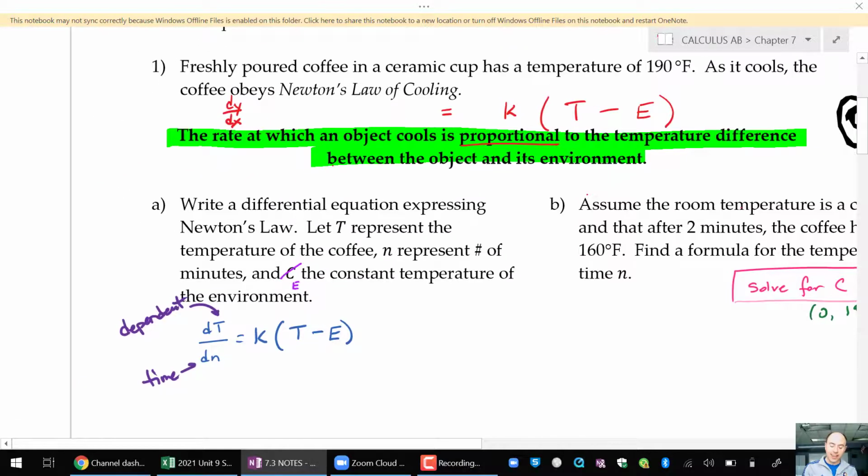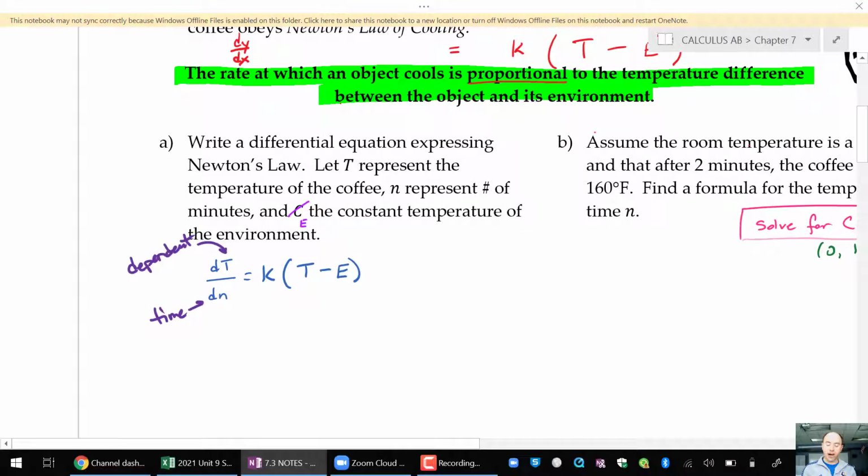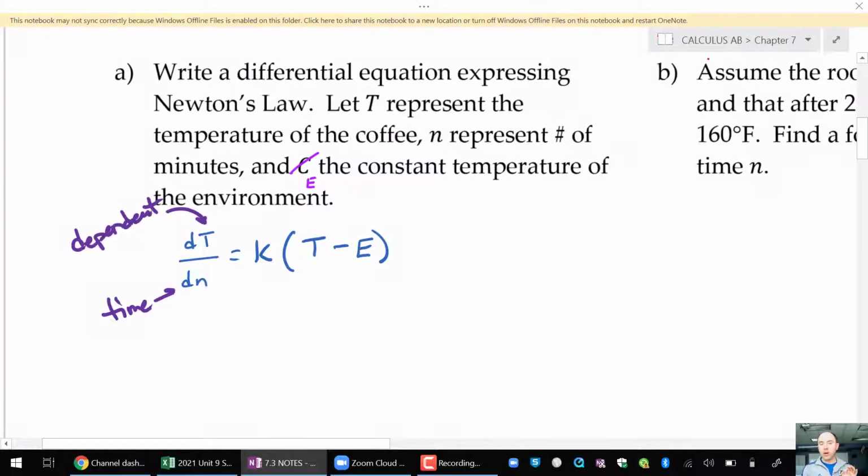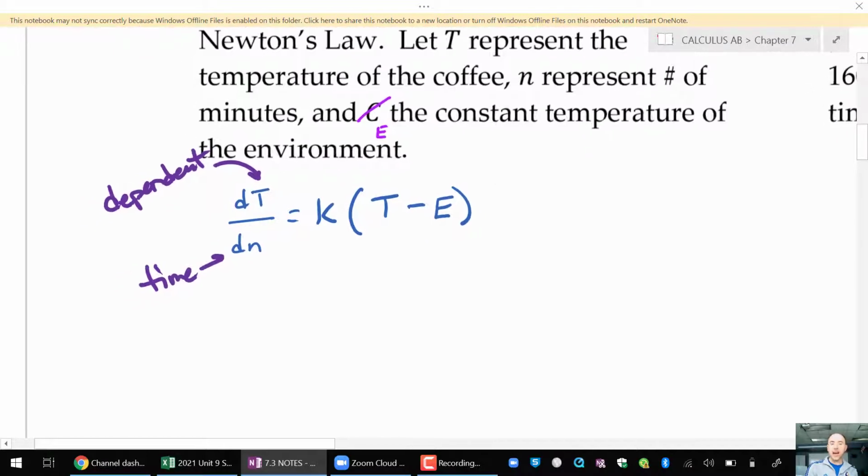Part A says to write a differential equation expressing Newton's law. And we're going to use some variables here. T for temperature of the coffee. Lowercase n will represent the number of minutes that have passed as the coffee cools. And then I'm going to cross out this letter C here on my paper and call it capital E. Let's let capital E represent the temperature of the environment. So here we go. The dependent variable would be the temperature. Time is n. So dT/dn is the differential equation, and that equals k times (T minus E). It varies directly in proportion with the difference between the temperature of the object and the environment.